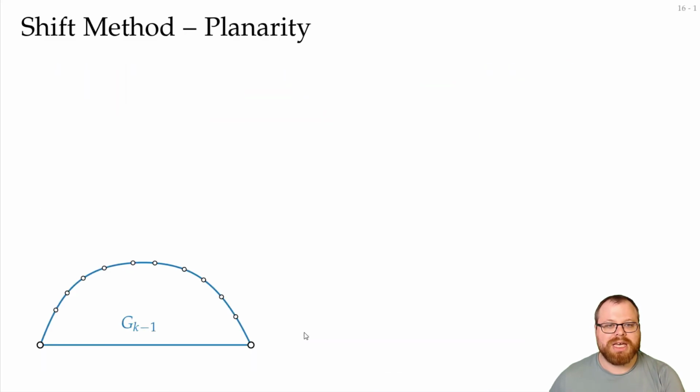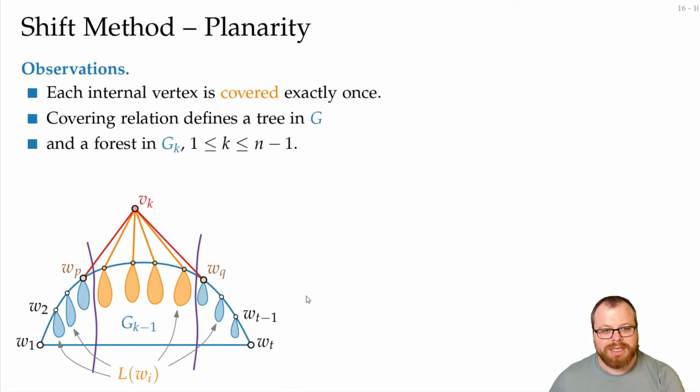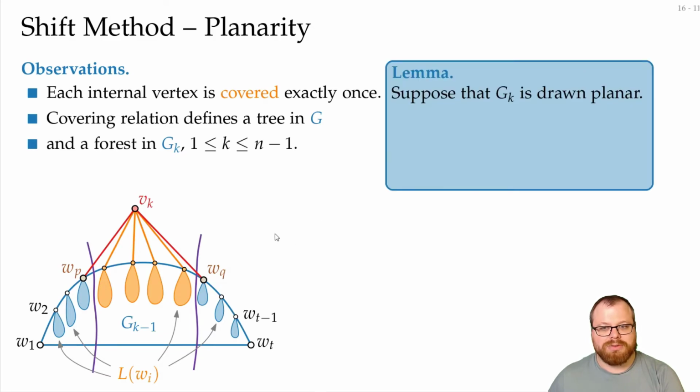But what about the G_{k-1} part after shifting? For that, we want to use a lemma. So we want to look at all these covering sets, which are exactly our L sets that we defined before, and we want to prove that we can shift those in some way, and then everything still remains planar. So we want to prove the following theorem. Suppose that we have a planar drawing of our graph G_k. So of this whole thing here.